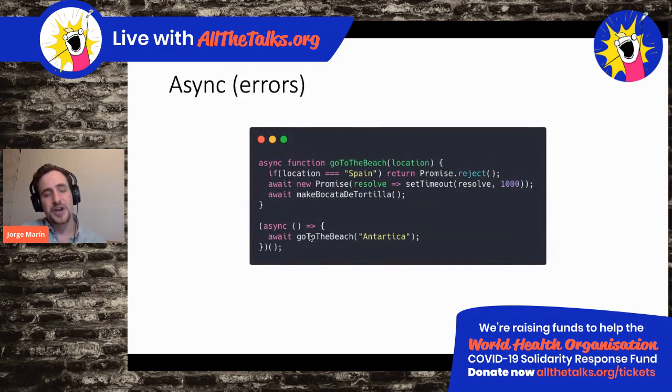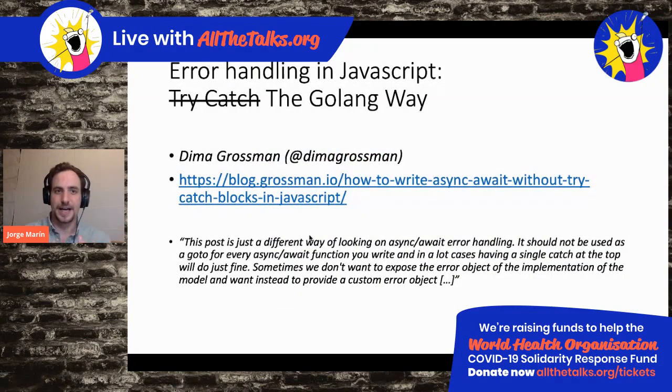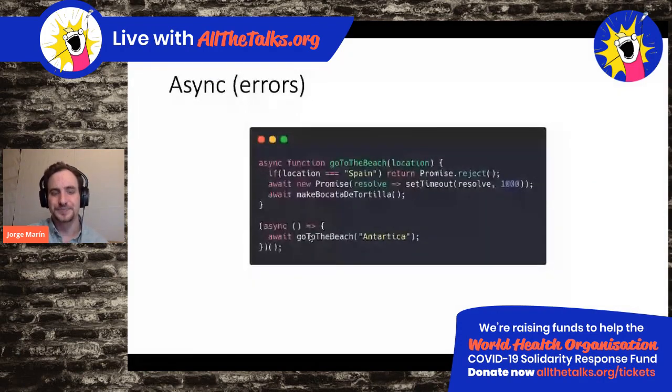Now, let's jump to a different topic. Now that we have handled async errors in JavaScript using this Golang way and this Golang snippet, let's look now at what happens with the stack trace with the errors when you get the errors.